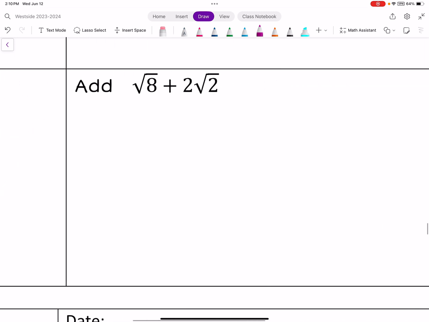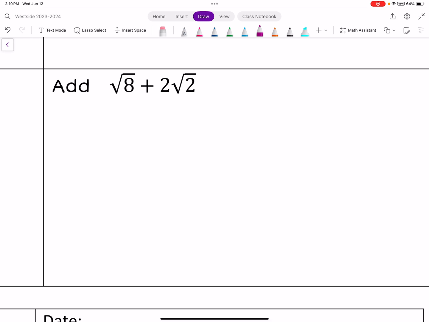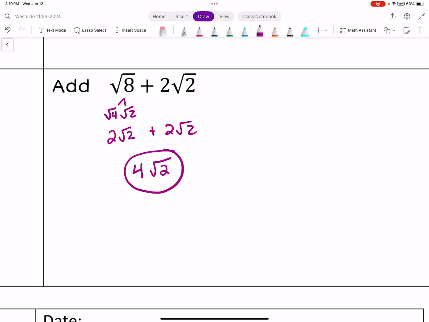The last one wants us to go ahead and add these radicals. So remember, in order to add radicals, they have to have the same index and the same radicand, the same index and the same number under the radical. We're able to break up radical 8 into radical 4 and radical 2. So this would become 2 radical 2 plus 2 radical 2 from the original problem. When we have the same radical, we're going to keep that radical and we're just going to add or subtract the coefficients. So 2 plus 2 is 4. So my final answer would be 4 radical 2.